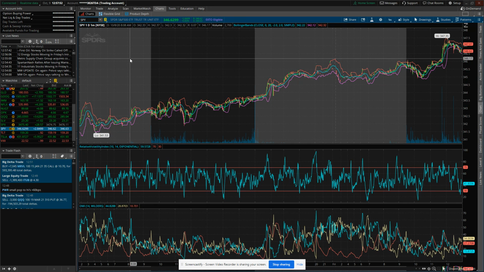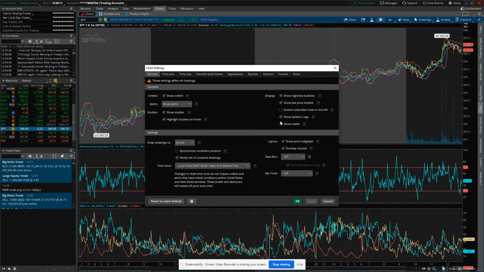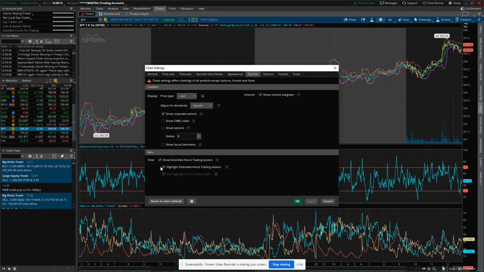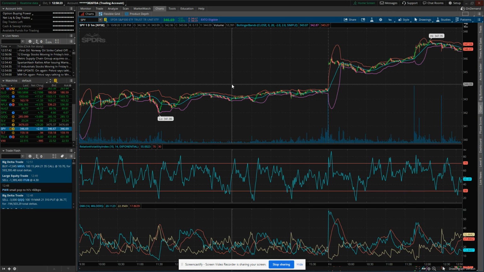Again, we did a video on how to set up your layout, and these gray boxes represent extended hours trading, and the black boxes represent open 9:30 to 4 p.m. Eastern Standard Time market trading. For simplicity purposes, let's take out the extended hours trading so that it makes it easier. And I'm doing this with you guys on here so that you can see that it's very easy to toggle between seeing extended hours and not seeing extended hours.